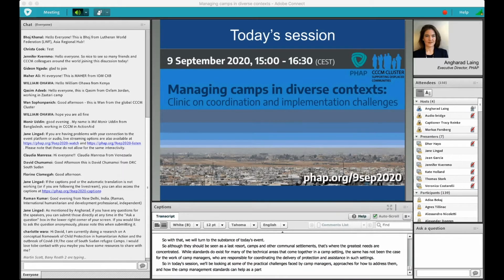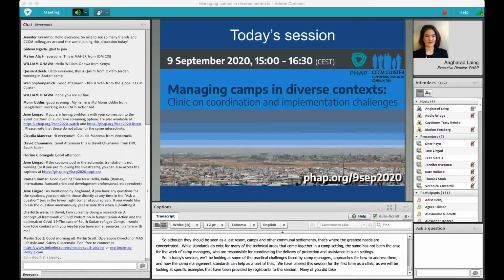We've labeled this session for the first time as a clinic, as we will be looking at specific examples that have been provided by registrants to the session. Many of you did take the opportunity to submit cases. We're very grateful for that. And we've made a selection of the cases into 5 themes that we'll look at today: camp coordination, relationships with governments and armed actors, community participation, tensions with host, and decongestion. And to help us walk through these situations, we're joined today by a panel of experts who bring camp management experience from around the world.